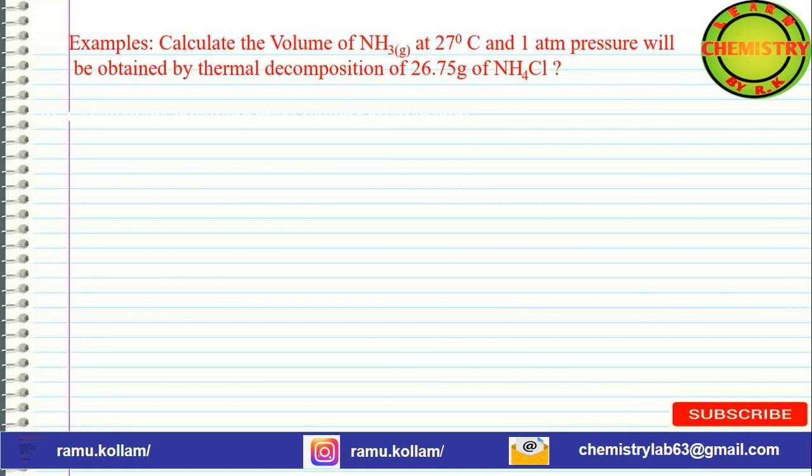The example is: calculate the volume of ammonia at 27 degrees Celsius and 1 atmosphere pressure that will be obtained by thermal decomposition of 26.75 grams of ammonium chloride. So here they have given the question, we want to find out when 26.75 grams of ammonium chloride decomposes, how much volume of ammonia will be liberated. So this is also very simple friends.